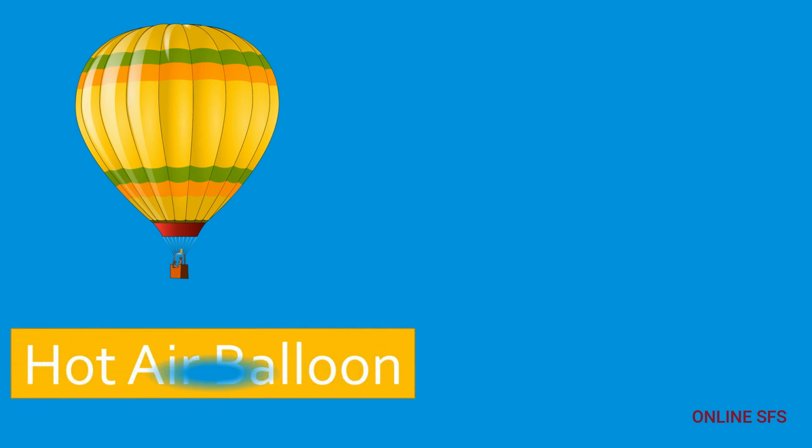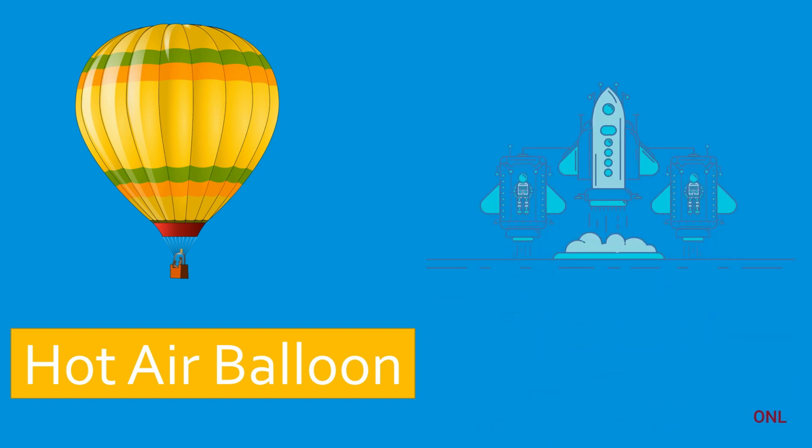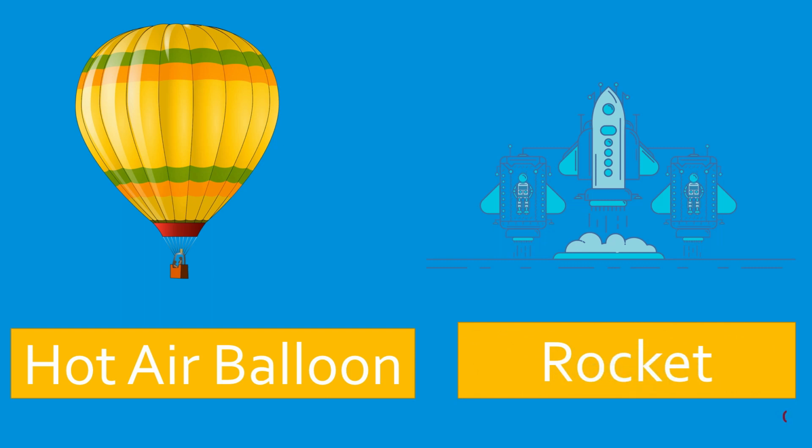Now, let's see what other things we have seen in the air which are used as a mode of transport. The hot air balloon. It carries people from one place to another using the heat from the fire. You must all be familiar with this. Yes, it's a rocket, which is used to travel from the earth to the space.